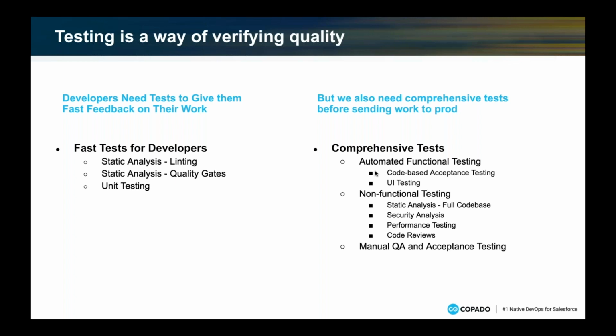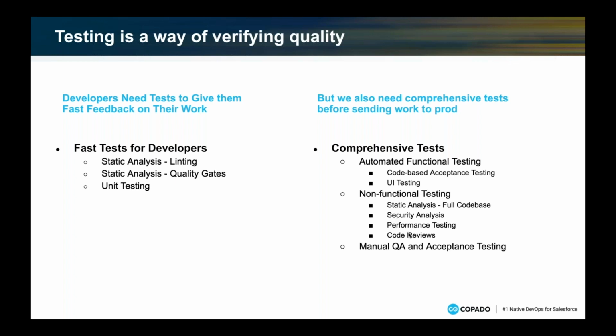But there's another whole suite of tests you need to think about before you're actually releasing things to end users. And these tests may take longer to run, but it forms part of your comprehensive testing suite. So this includes automating functional testing. So code-based acceptance testing. Acceptance testing here could be written in Apex or other languages, but basically it focuses on ensuring you're meeting the functional requirements, and UI testing through tools like Selenium and Provar, but also looking at the non-functional testing, going deeper on static analysis, security analysis, performance testing, and then doing code reviews, actually a type of non-functional testing. And Copado has a lot of inbuilt capabilities for this, as do many third-party tooling providers.